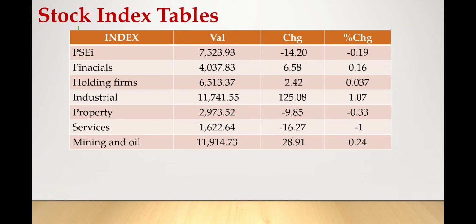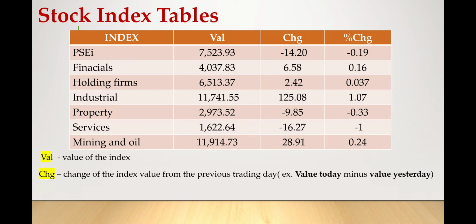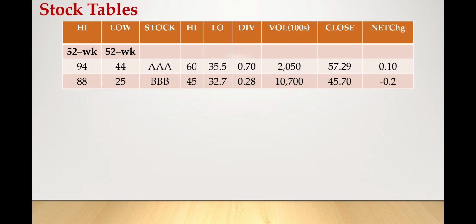So we have here the stock index table, wherein we have the index, the value, the change, and the percent of change. VAL means the value of the index. CHG means the change of the index value from the previous trading, that is, the value today minus the value yesterday. Then the percent of change is the ratio of change to value, for example, change divided by the value. And for the stock tables, we have the 52-week high-low, stock, dividend, volume, close, and net change.